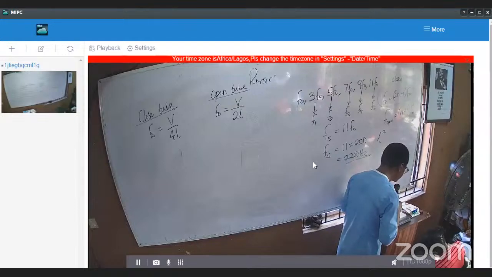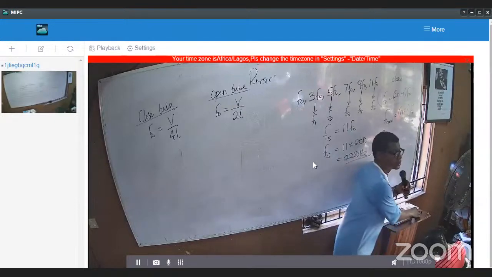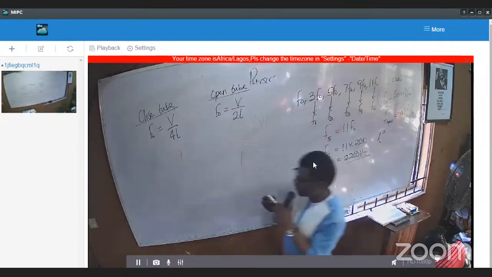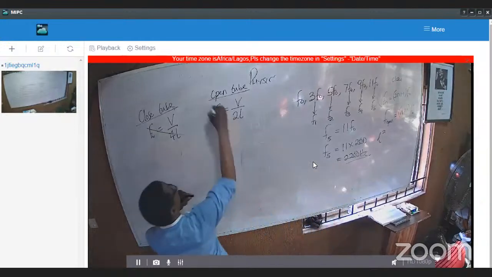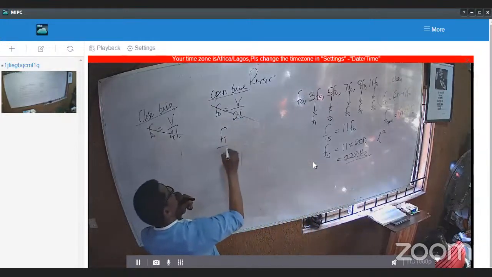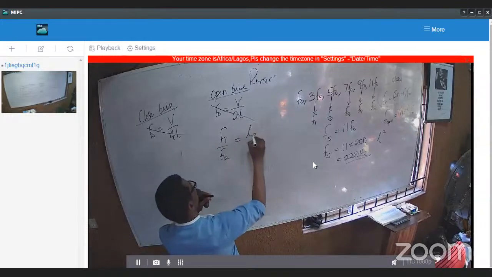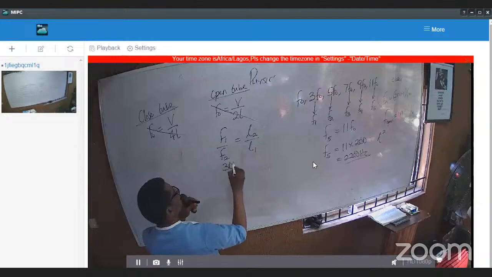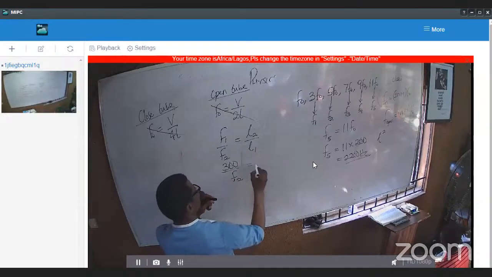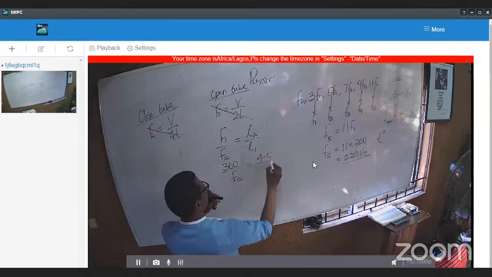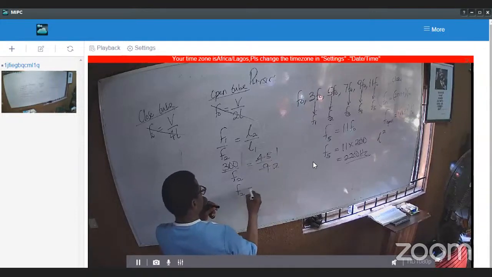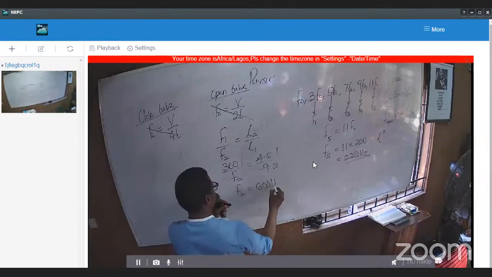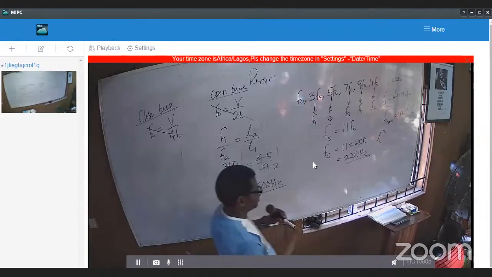Class, relationship, is it direct or inverse? We can even say it here, for string and for pipe, they are all inverse. F1 over F2 equals L2 over L1. Frequency 1 is 300, frequency 2? L2 is 4.5, L1 is 9. Answer, 600. Don't spend too much time on calculating like this. Just get the answer and smile.